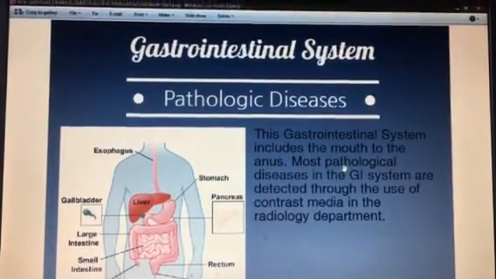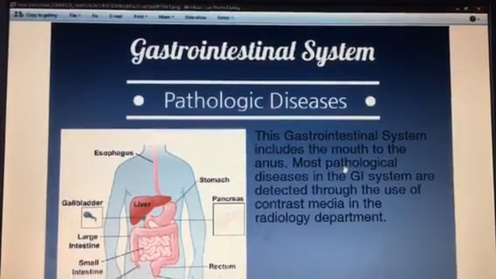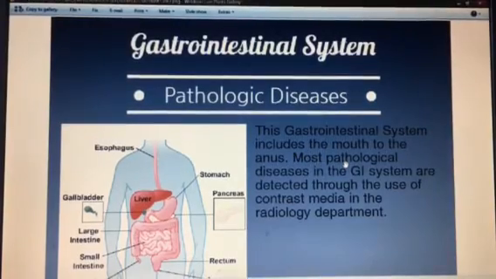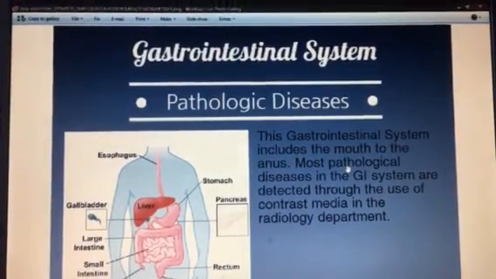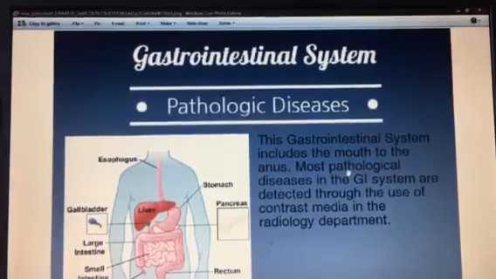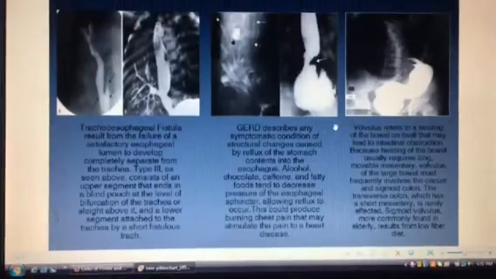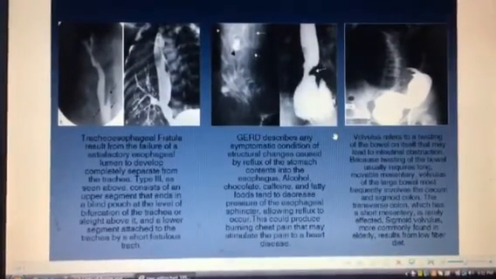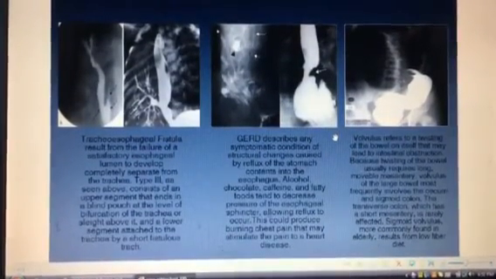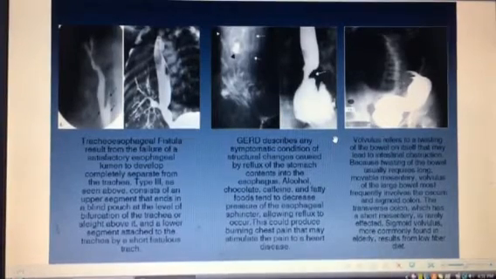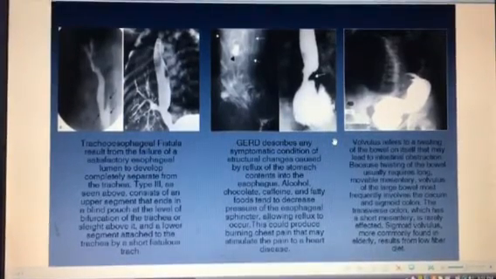I did my poster on the gastrointestinal system. The gastrointestinal system includes the mouth to the anus. Most pathological diseases in the GI system are detected through the use of contrast media in the radiology department. The three pathologies I chose are tracheoesophageal fistula, gastroesophageal reflux disease, also known as GERD, and volvulus.